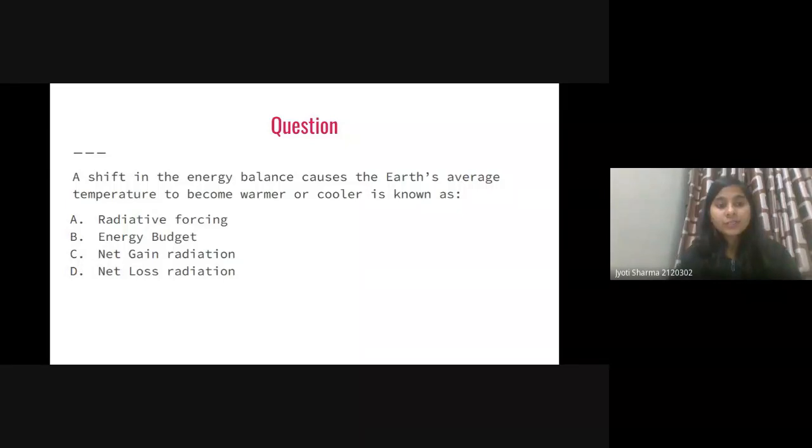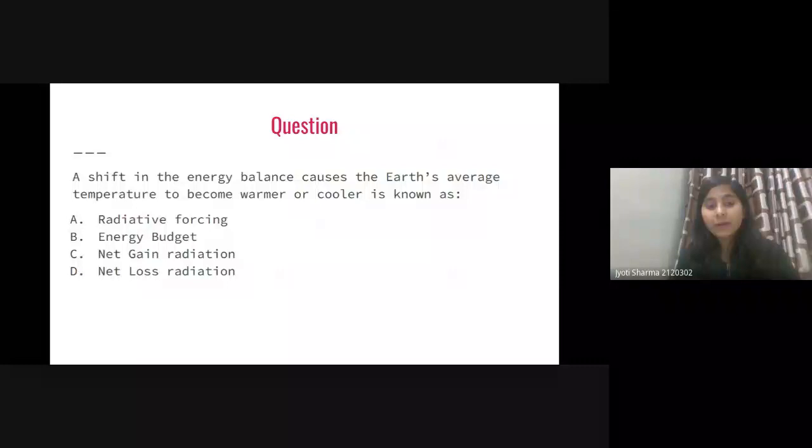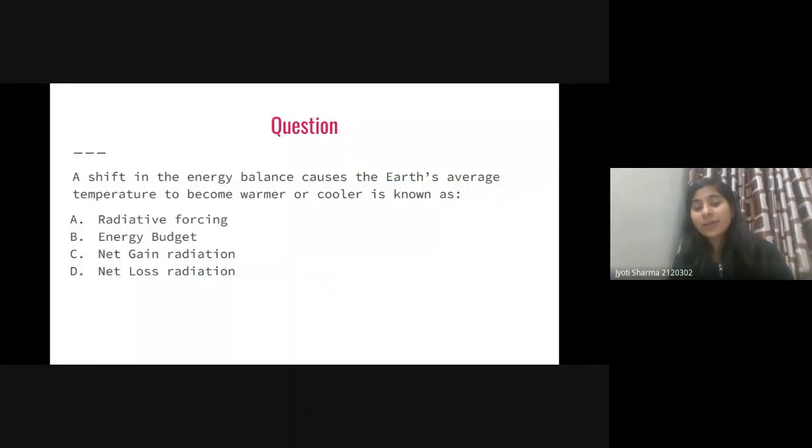Okay, the next question is: a shift in the energy balance causes the Earth's average temperature to become warmer or cooler, and it is known as what? Radiative forcing, energy budget, net gain radiation, or net loss radiation. I think two answers have already been given. Nishant and Pinnak gave me answer A, radiative forcing. So obviously the answer is A.